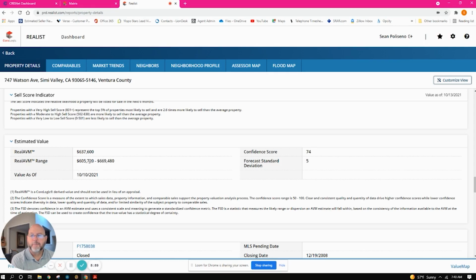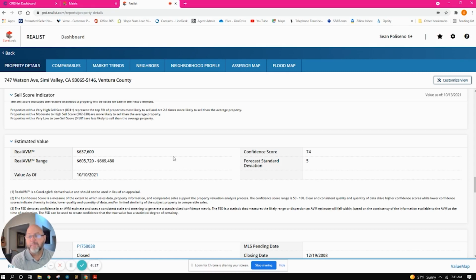The range here is kind of all over the place a lot of times, so I typically use this as my bottom number, and this is my top number. So you can see here, we could say this property is going to be worth somewhere in the neighborhood of 640 to 670.